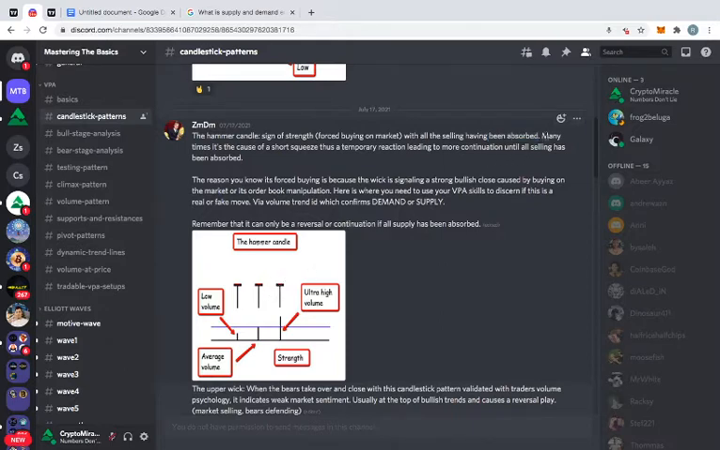So someone wants it, someone's demanding. So many times it is the cause of a short squeeze and a temporary reaction leading to more continuation until all selling has been absorbed. This is why the principle of market making is so important, and we're going to get into that in the next stage of analysis, being the absorption. This one is really awesome. I really like that idea of the market when we're talking about the phases of accumulation, distribution, trending, and all that stuff.